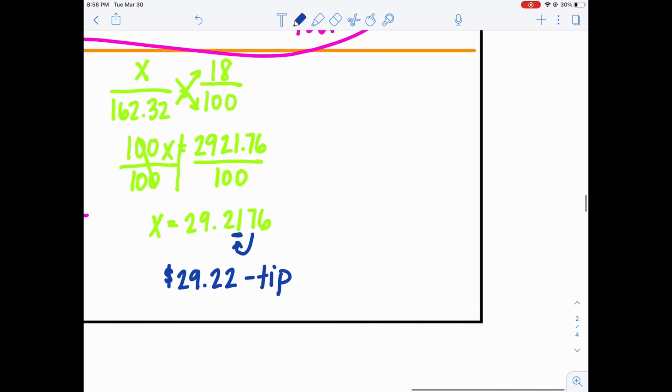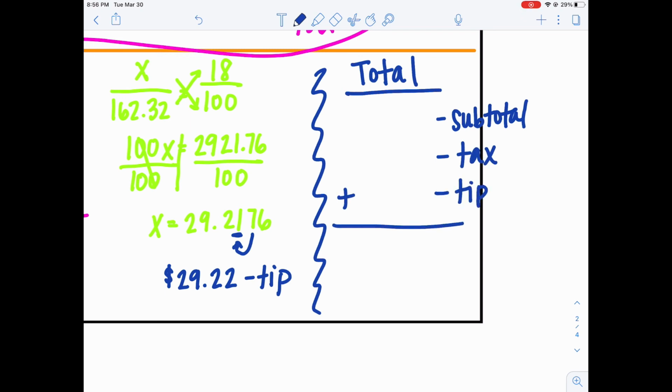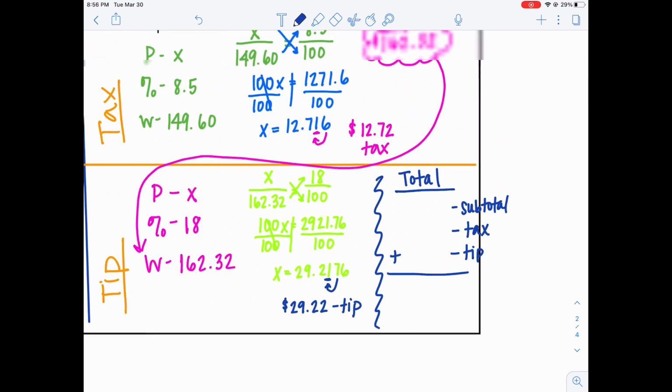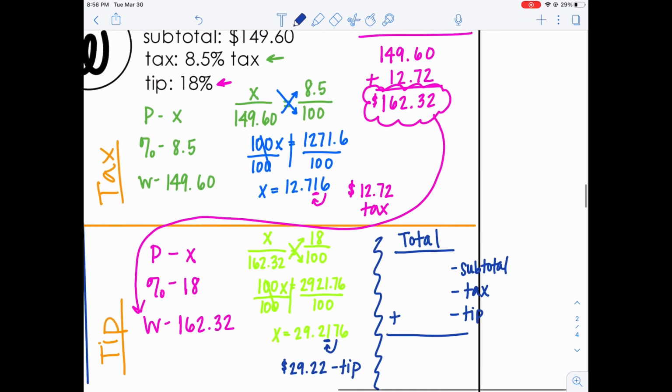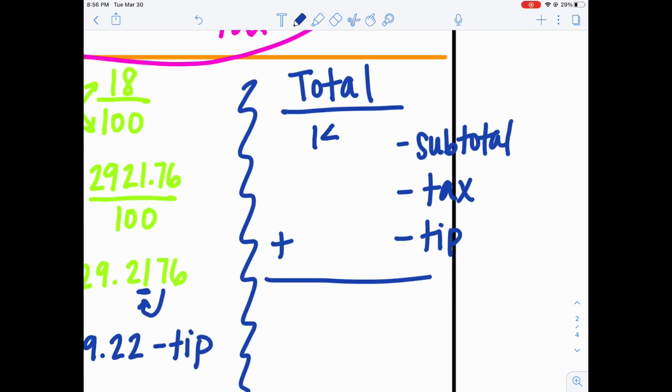Now the last thing that we need to go back and do is calculate our total. Remember, our total amount that we're going to pay is the subtotal plus the amount that we get for the tax plus the amount that we get for the tip. So going back, subtotal you'll find in the problem. This particular one was $149.60, so that's our subtotal.